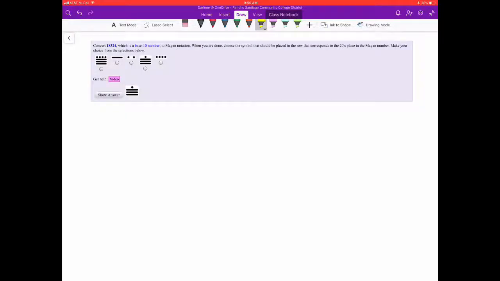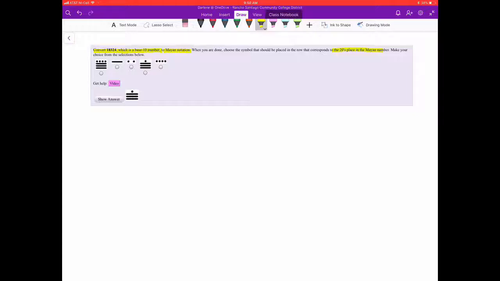Hi, in this example, we are going to convert a base 10 number to Mayan notation. And once we're done converting, we will rewrite the number in Mayan symbols and look at the 20s place number and select the correct 20s place number in Mayan symbols.